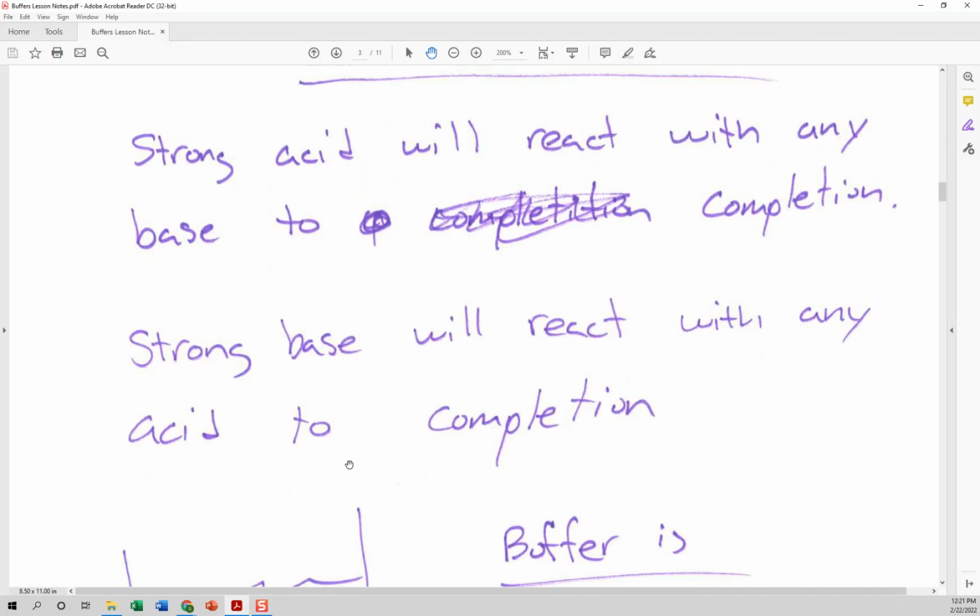So OH minus will take out any HCl, it would take out any HF. It doesn't matter if the acid's strong or weak. If you add OH minus to your solution, the base is going to react with any acid, whether it's strong or weak, to completion, okay?